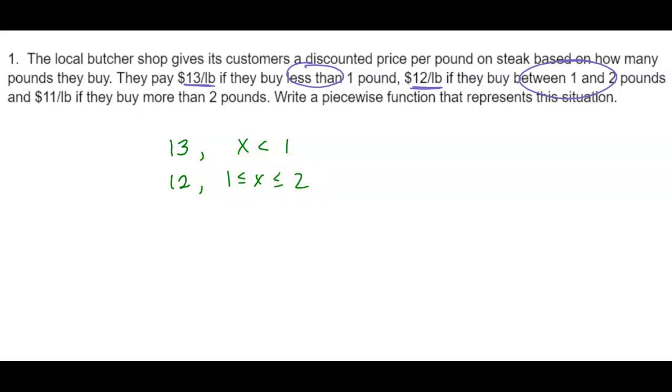And then the last value that the customer could be charged would be $11 a pound. This is the most discounted price, and that is if the customer buys more than 2 pounds. Now, more than 2 pounds does not include 2. It includes anything above 2. So when we write the constraint for the value of $11, we need to make sure the inequality does not have an equal to under it. So the final constraint for the value of $11 a pound occurs when the pounds x is greater than 2. And there you have it, guys. There are the 3 equations and their corresponding constraints for this piecewise function.